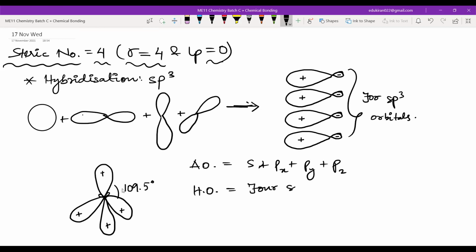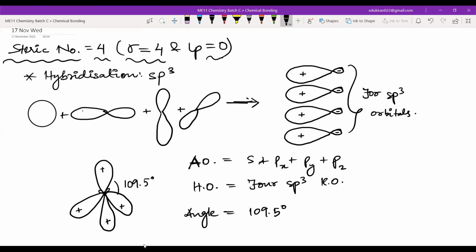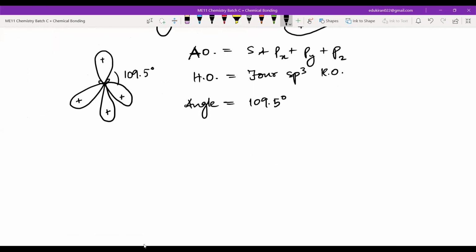4 sp3 hybrid orbitals. Okay, 4 sp3 hybrid orbitals. And the angle here is 109.5 degrees. Now, please remember that this is around a space. In the space, how you can have the maximum distance and the minimum repulsion. After this, we will look at the formation of CH4.